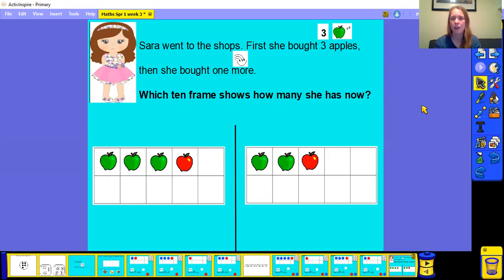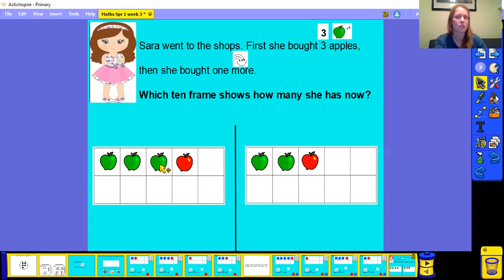So it says, first, Sarah bought 3 apples. Let's have a look. Which one shows us 3 green apples? 1, 2, 3. This one shows us 3 green apples. Let's just check the other one to make sure we're right. How many green apples does this show us? One, two. Oh, that one only shows us two, but we need three apples first. First, Sarah bought three apples. Here they are. One, two, three.